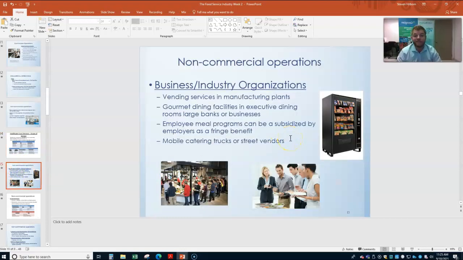When it comes to business and industrial organizations, vending machines are the most popular, although typically they have the least nutrition assigned to them. So many places will have a gourmet dining facility or executive large dining rooms. There might be an employee meal program that can be subsidized, or if some places just don't have the ability or space to have a cafeteria, they may get some mobile catering trucks to show up outside their building at that specific lunch hour or break time.